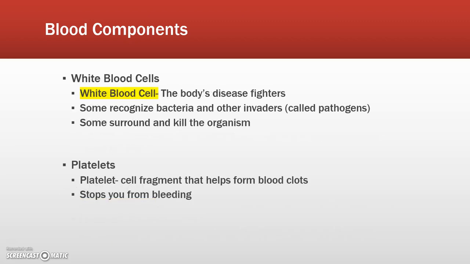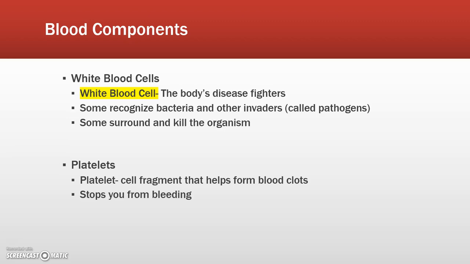Then the second one you're probably most familiar with is white blood cells. So white blood cells fight your body's disease. And some actually recognize bacteria and other invaders, which are called pathogens, which we'll learn later when we talk about the immune system. And some surround and kill the organism.